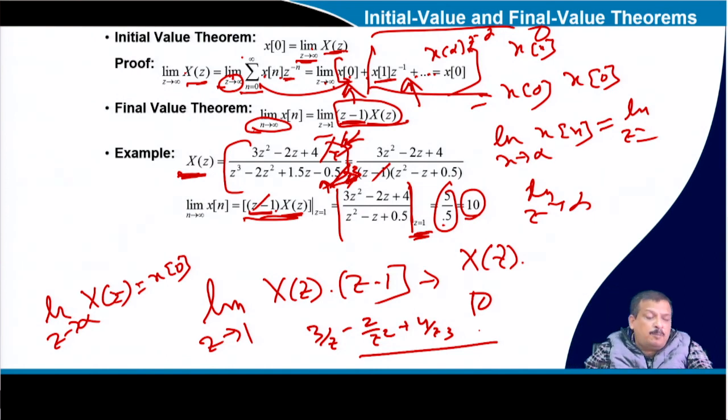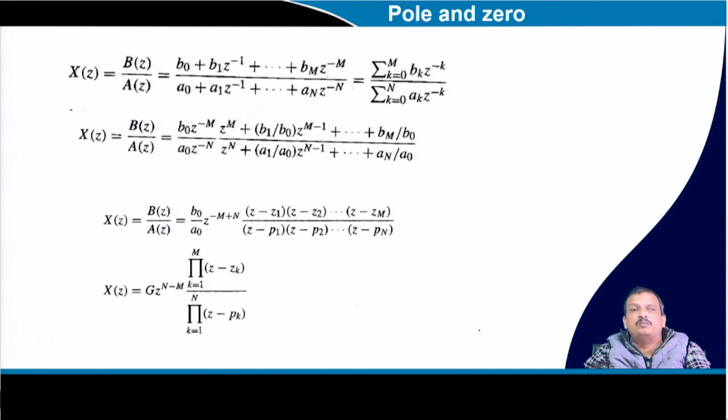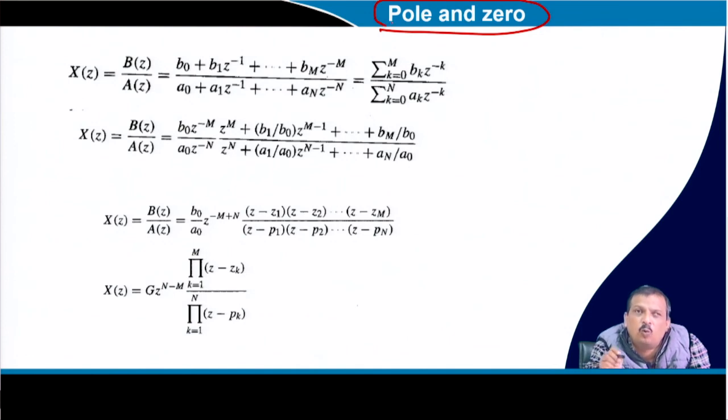So, those are the properties of the Z transform. In the next class, I will talk about the concept of poles and zeros, and why this Z transform is required, what kind of problems I can solve using the Z transform. Why should I use the Z transform? That I will discuss in the next class.